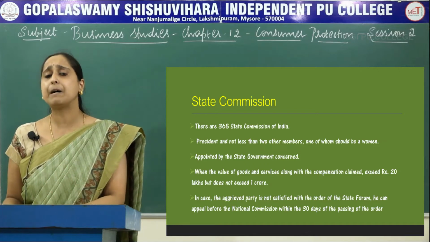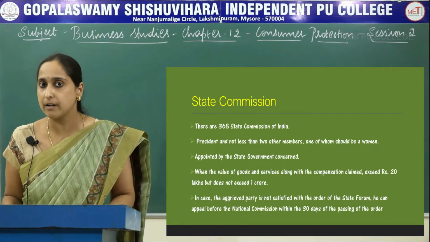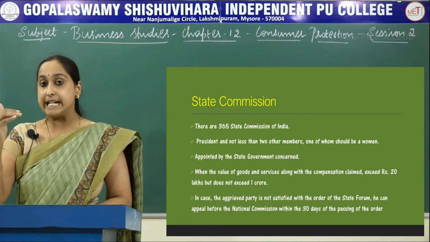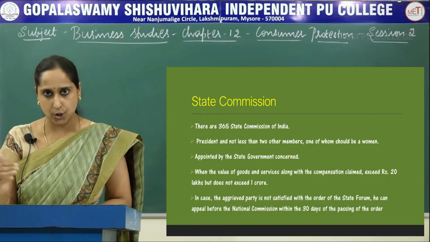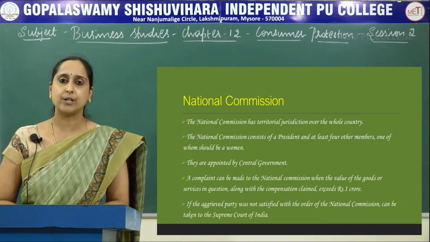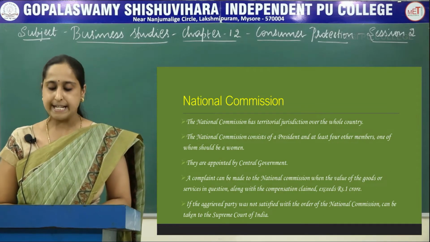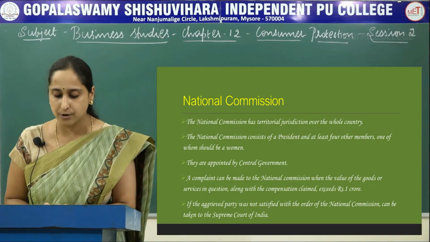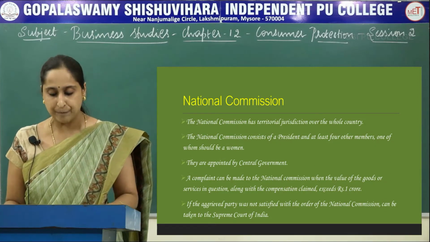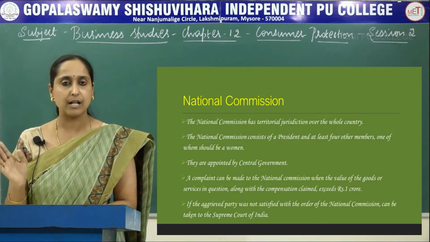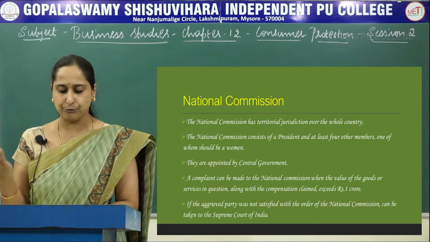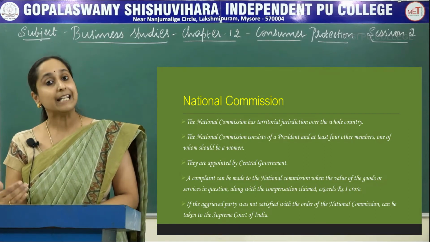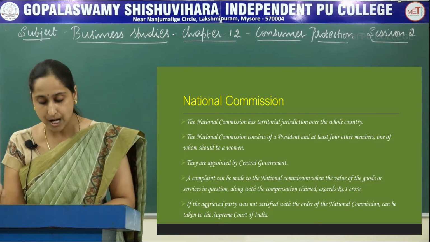If the aggrieved party is not happy with the order passed by the state commission, he can appeal to the next level, that is national commission, within 30 days of the passing of the order. Next is national commission. See, national commission has a territorial jurisdiction all over the country, and the national commission consists of a president and at least four other members, one of whom should be a woman. And here they are appointed by the central government.